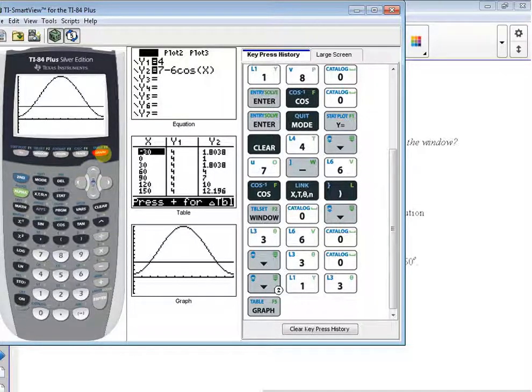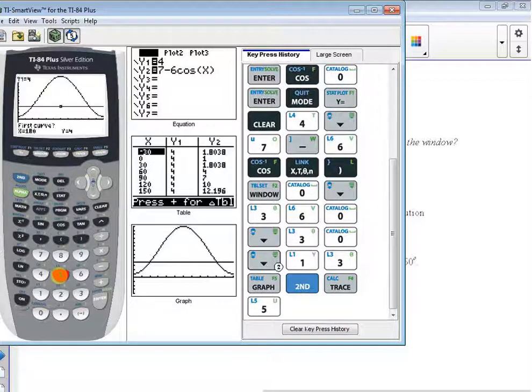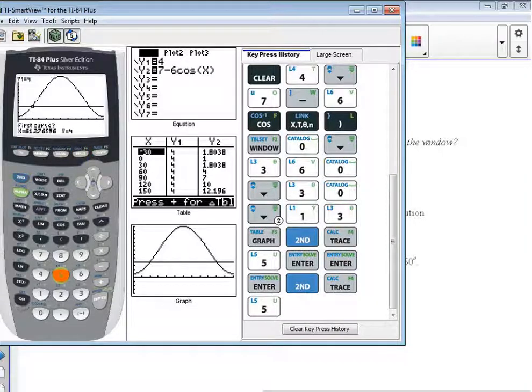So I'm looking for those intersections. So this is a good check. So I can do second, trace, 5, intersect, enter, enter, enter. And there's the first one, 60 degrees. That's what we got. Second, trace, intersect again. And I'm going to move along that line because I think that'll get me there. I just need to get close to the intersection.